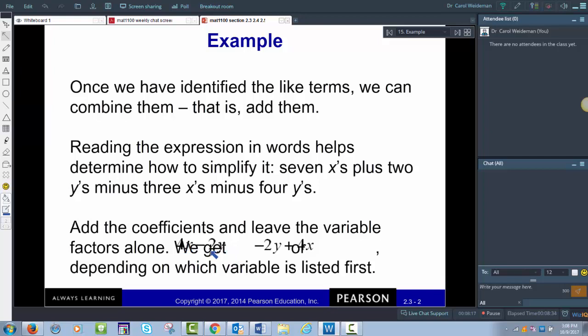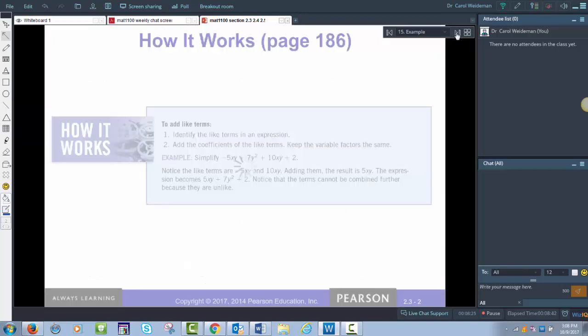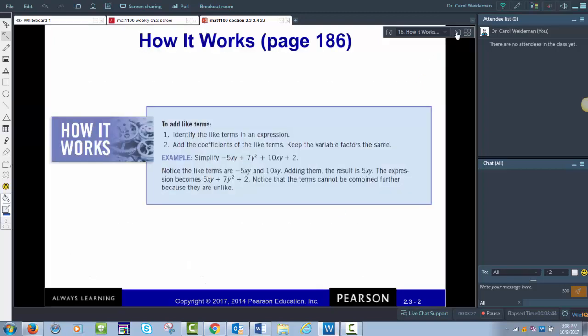Depending on which variable's listed first, we can have 4x minus 2y or 2y plus 4x. It doesn't matter. Either one is going to be a correct answer. So how it works on page 186, identify the like terms and then add the coefficients of the like terms. We keep the variable factors the same.